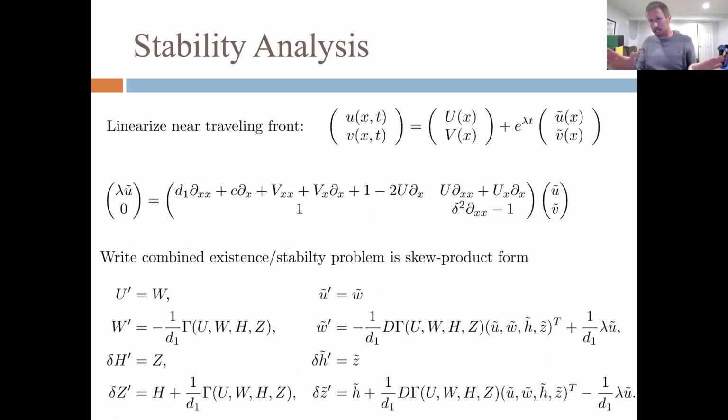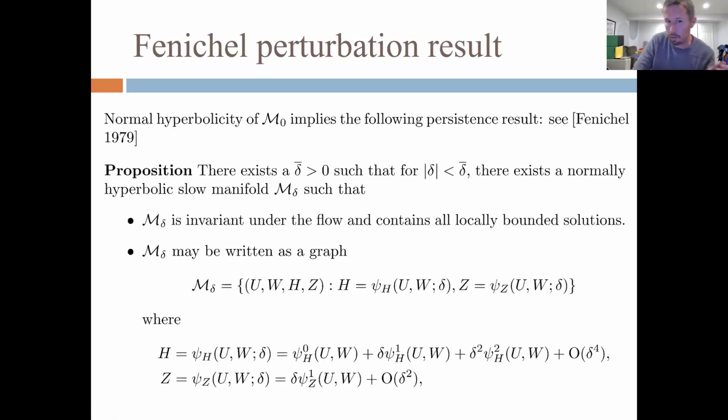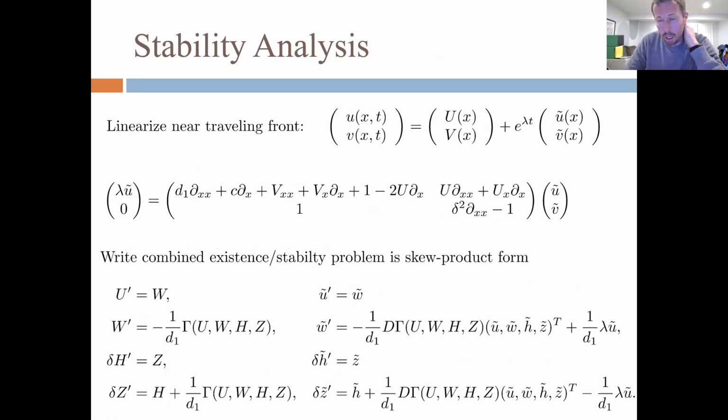Okay, so existence-wise, everything is good, right? So we have this normally hyperbolic manifold that when delta is equal to 0 contains this front solution. It perturbs to a normally hyperbolic manifold when delta is non-zero, and it again contains this front solution. Okay, so we basically get existence in the small delta regime from this Scheel type result.